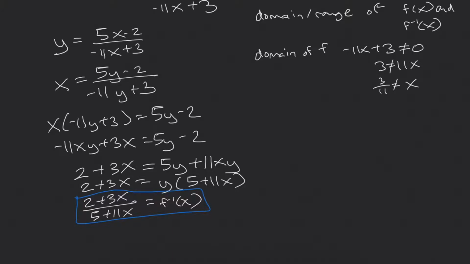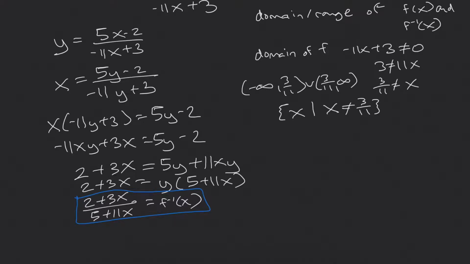Now, if you were writing this in interval notation, not too big of a deal: negative infinity to 3/11, union 3/11 to infinity. I'm also going to write it in set notation because I think that's what your homework likes to do on this section. So that would be x such that x cannot equal 3 over 11.